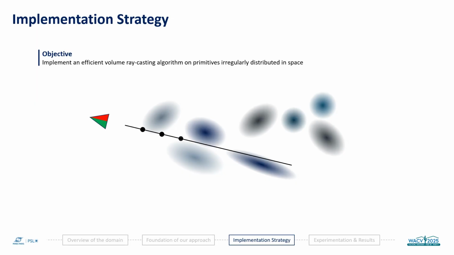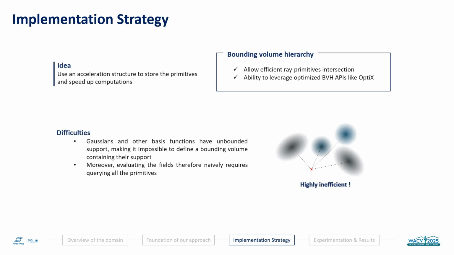Now that we have the representation of our scene, we need to achieve an efficient differentiable rendering of it. To achieve this, we decide to leverage an acceleration structure that allows for efficiently computing the intersection between a given ray and the primitives of our scene. A bounding volume hierarchy, BVH, is a strong candidate as it has optimized implementations available through APIs such as OptiX. However, to use this structure, we need spatially bounded primitives, which is not the case with our anisotropic Gaussian functions, as they have an unbounded support.